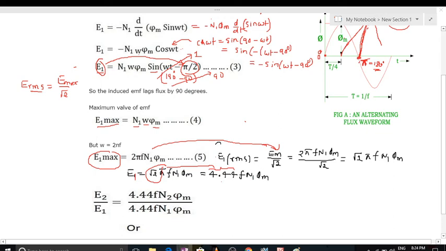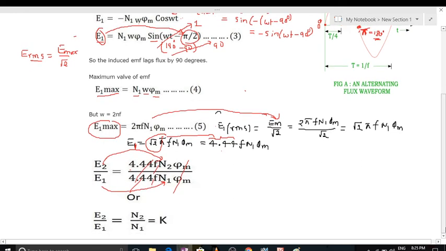This is the induced EMF at the primary. The induced EMF at the secondary is E2 = 4.44 f N2 φm. E2 is due to N2 and E1 is due to N1. Everything else is constant, so f will be cancelled and φm will be cancelled. Finally we get E2/E1 = N2/N1 = K, which is the transformation ratio.